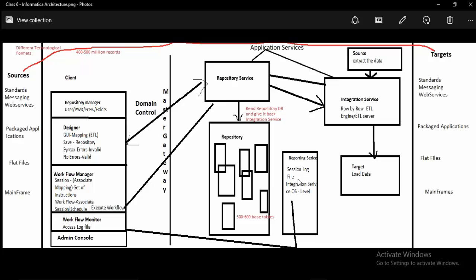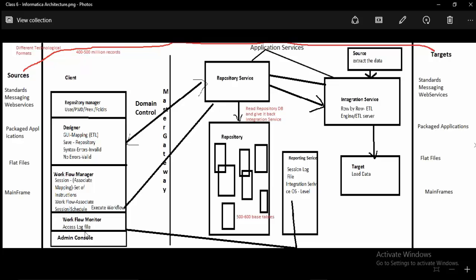Clear. So these are all the services involved in your Informatica. And one more thing: another client we have is the admin console. For testing purposes or for developers, this admin console will be used very limitedly. So why do we need this admin console?